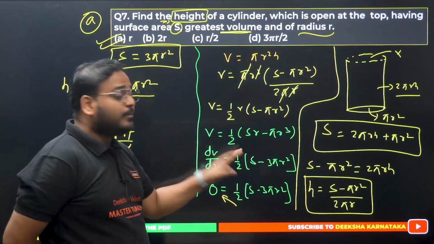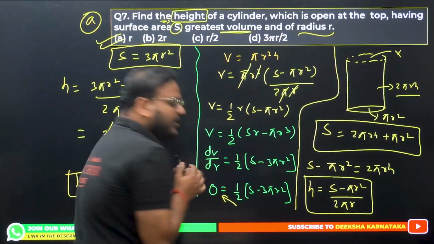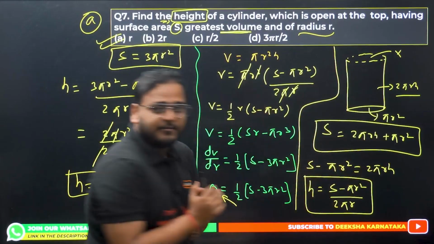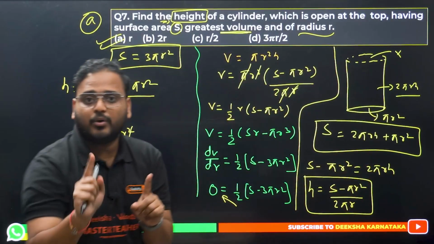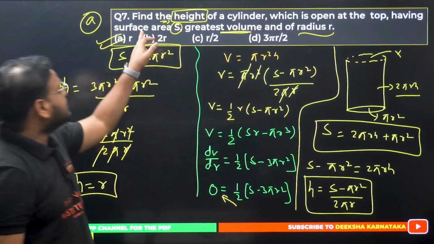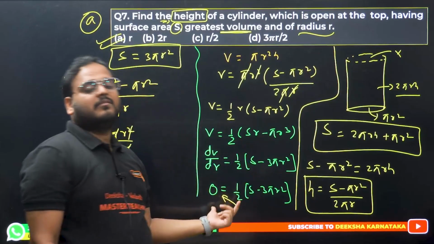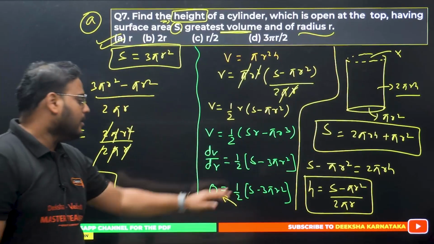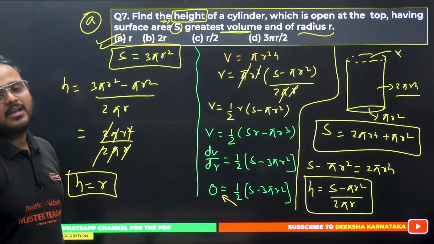A student who's good in mathematics might think, sir, S is a variable, differentiate this also. No sir, no need, because S is given as a surface area, as a constant. We are getting the result of S in terms of the value r. So we got the result S equals 3 pi r square, put it back over here to get the H value as equal to r.